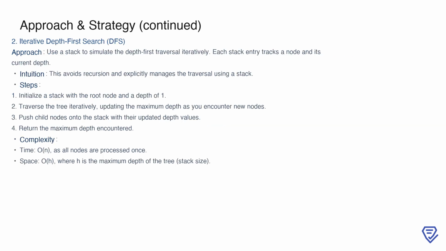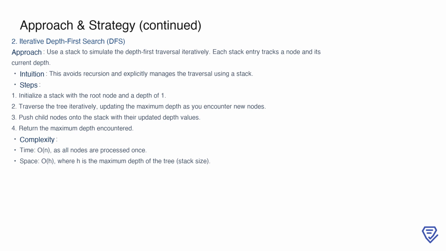Another way to solve this problem is through iterative depth-first search. Instead of relying on recursion, we use a stack to simulate the depth-first traversal manually. Each entry in the stack keeps track of a node and its current depth. This approach avoids the issues of recursion and gives us explicit control over the traversal process.